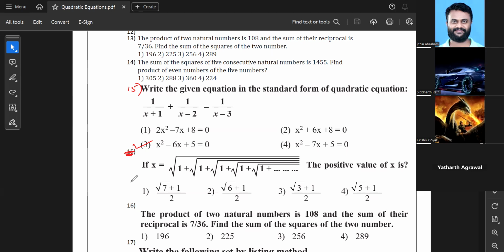Okay, proceeding further. Let's go for the 16th one. If x is equal to root of 1 plus root of 1 plus root of 1 plus root of 1 plus, and this is repeated so many times, we say infinite times.